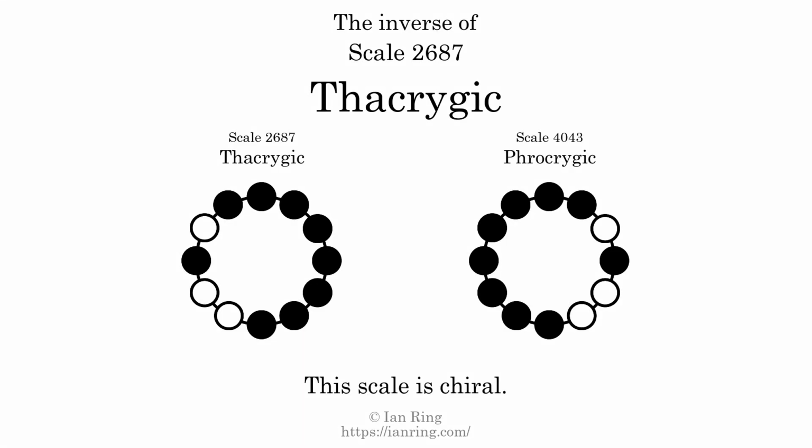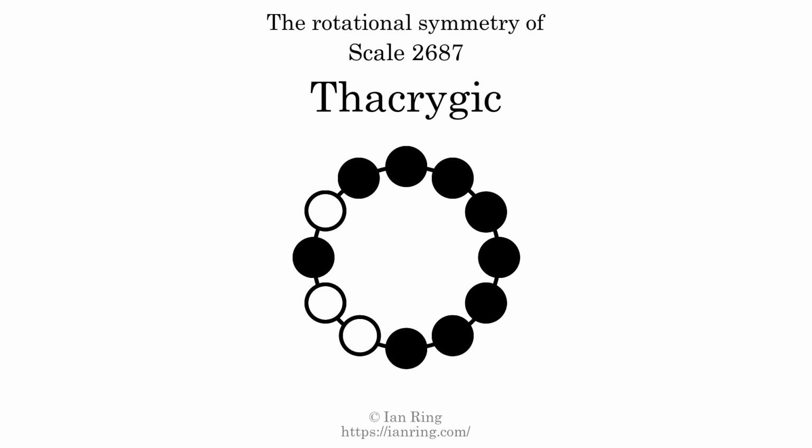The inverse of a scale is a mirror image. It is what you get when the sequence of intervals is reversed. The inverse of this scale is scale 4043, also known as Thacrygic. This scale is chiral. It cannot transform into its inverse by rotational transformation. This scale has no rotational symmetry.